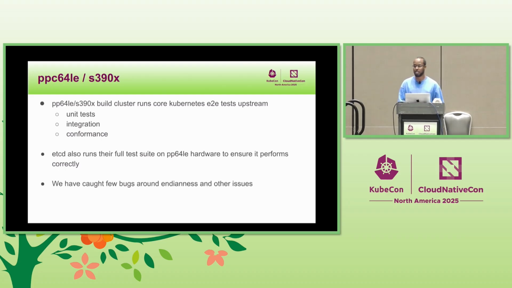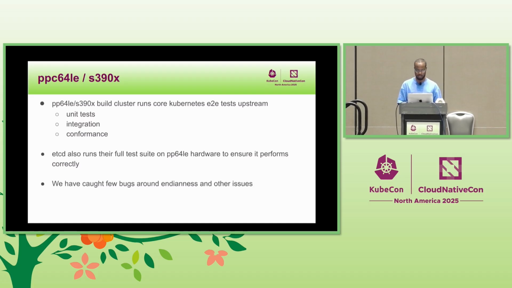And we've caught some bugs around endianness and some other issues, which the Kubernetes project historically never had first-party insight into. It was always reported by IBM or any of their customers. Now we can see this for ourselves.